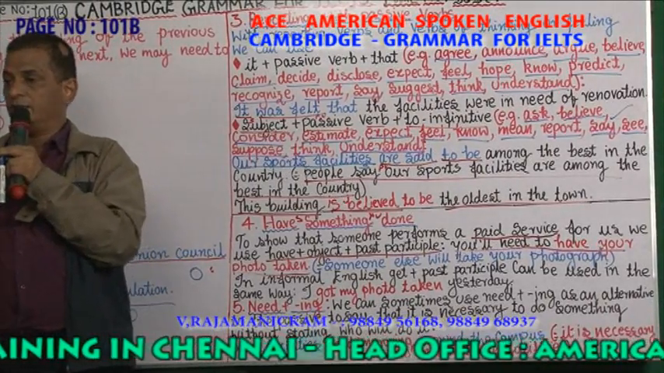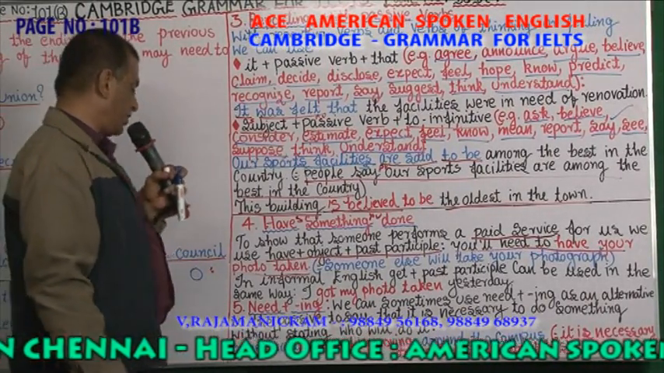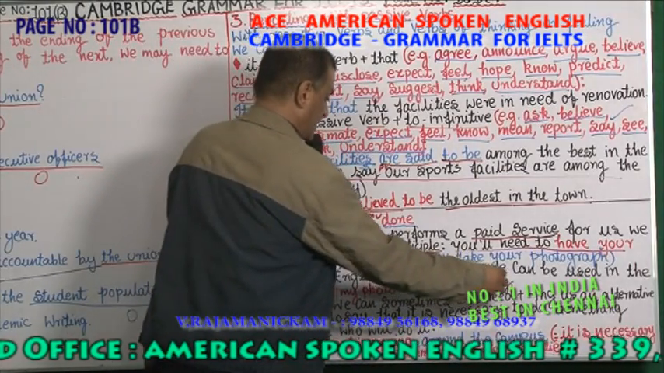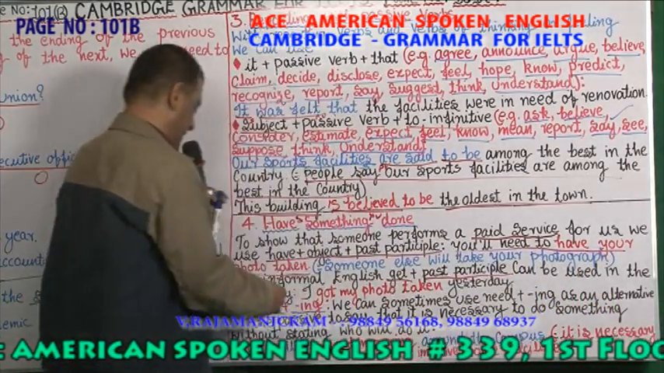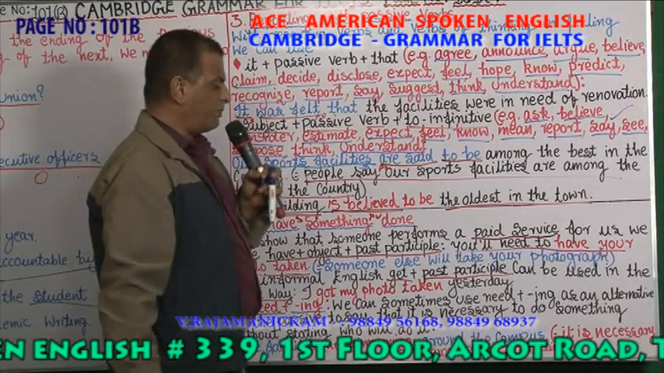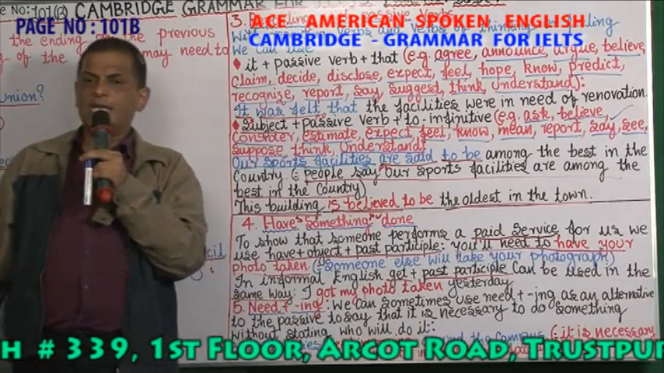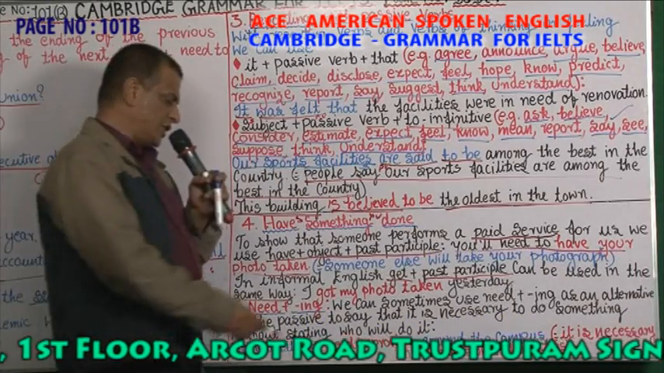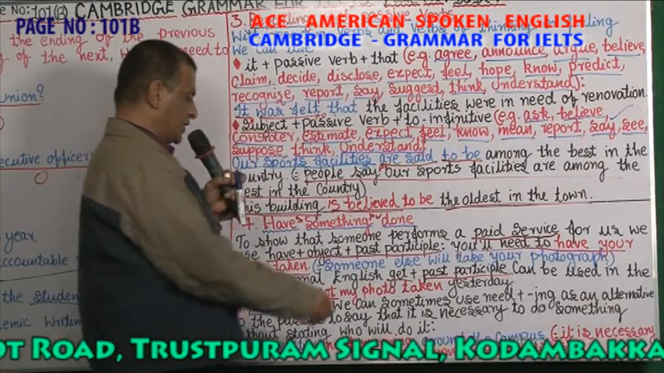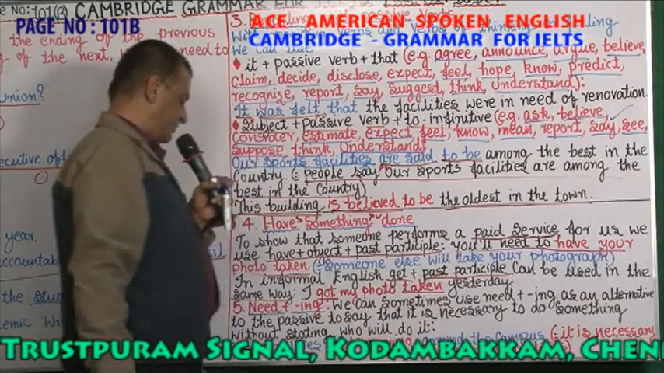You will have to have your photo taken, right? In formal English, get plus past participle can be used in the same way. For example: I got my photo taken yesterday. You are using got as the verb. Got taken. I got my photo taken yesterday.